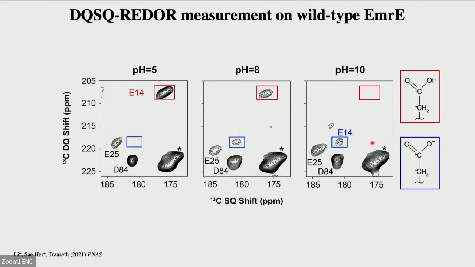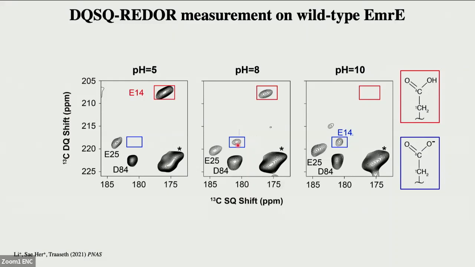And what we did then is to change the pH to pH 8. And what we find is that one signal was appearing at the protonated position and the other signal was appearing at the deprotonated position. So actually, Katie's group had first observed the idea of two macroscopic pKa's in EMRE. This evidence was the first direct evidence directly on the glutamate carboxyl side chain.